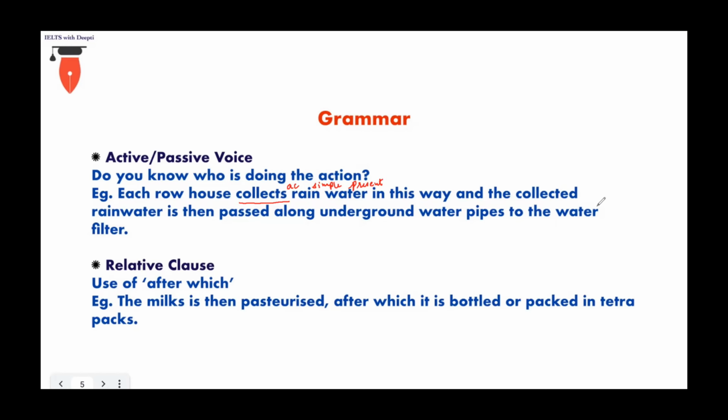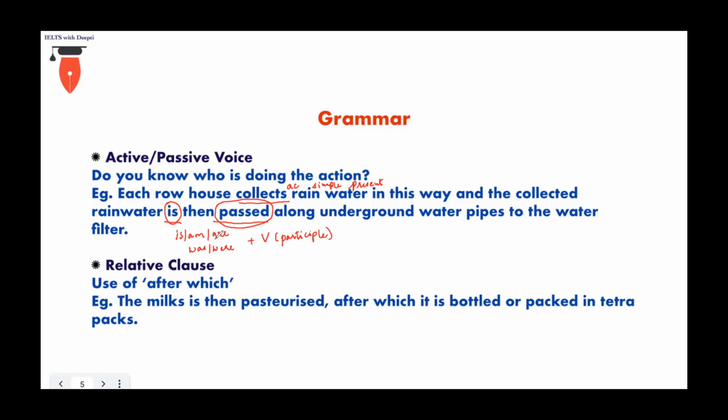And the collected rainwater is then passed along. So "is passed along." Here we are using "is," which is a helping verb, and we are using the participle. So whenever you have a helping verb like is, am, are, when you're talking of the present, and was or were when you're talking about the past, and you have the participle form of the verb, in this case, we have a passive voice sentence constructed.